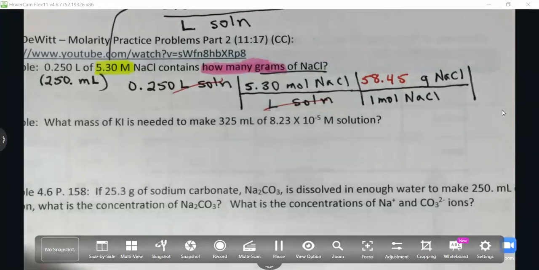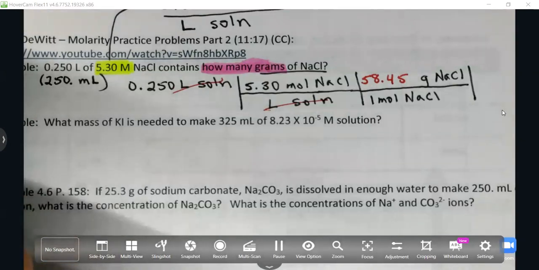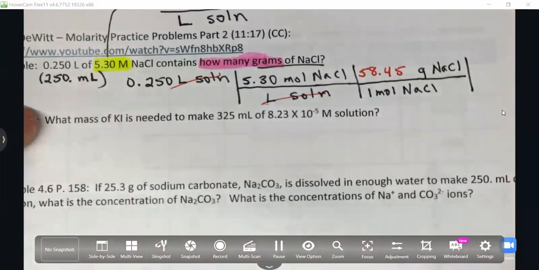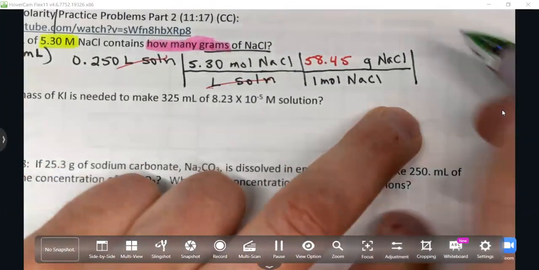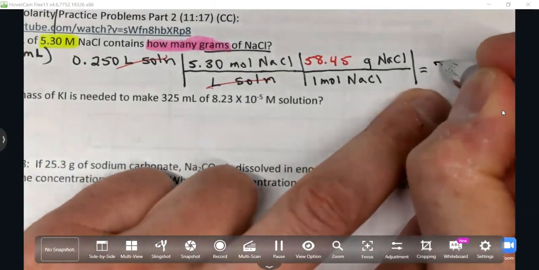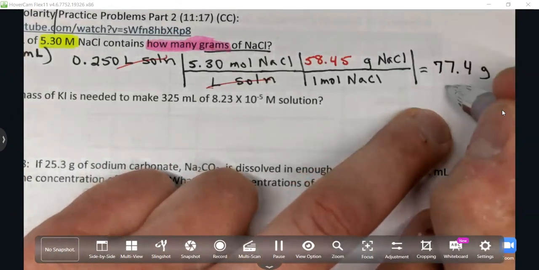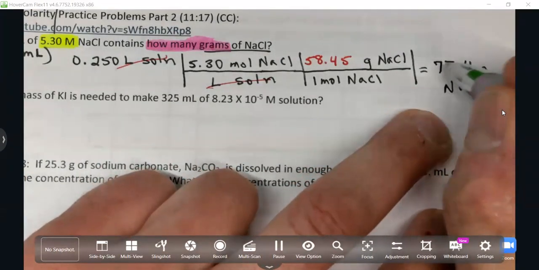So grab your calculator. And if everything's in the numerator, it looks like we get 77.4 grams.